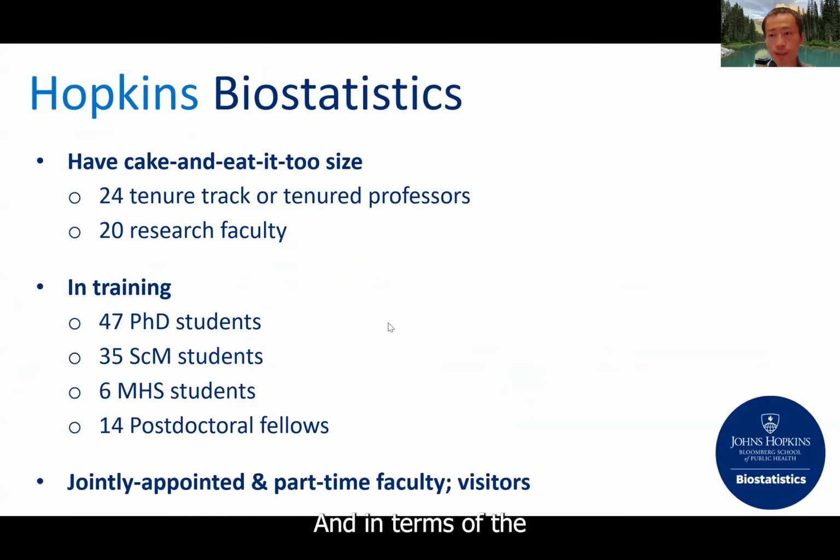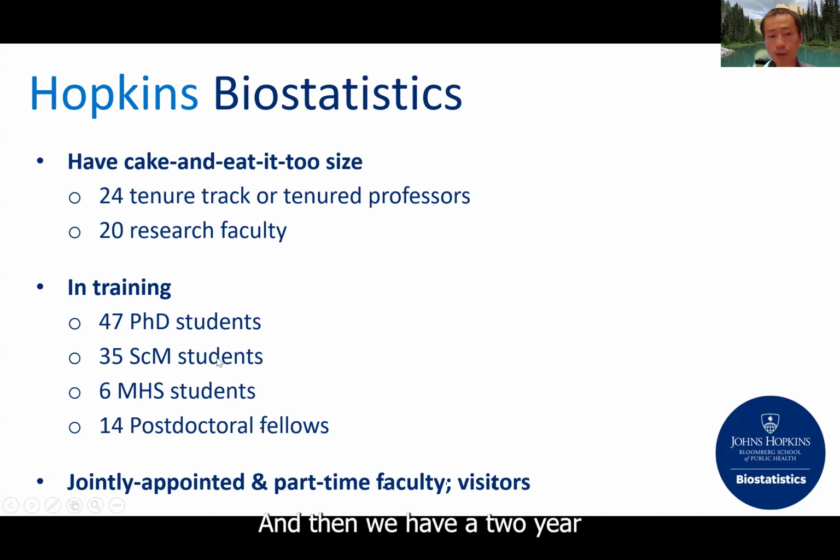And in terms of the size of the department, we are a medium-sized department. Currently we have 24 tenure track or tenured faculty members. Additionally, we have 20 research faculty. And in terms of students, we have a PhD program consisting of about 50 students. That is about 10 students per year.